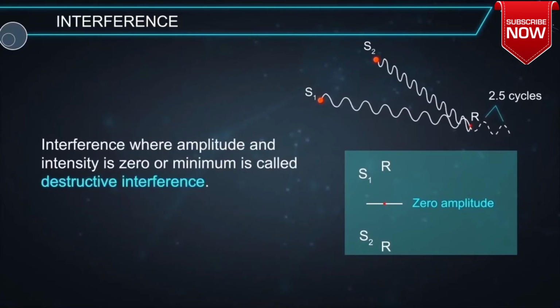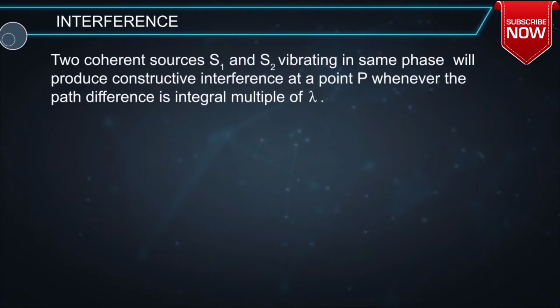Such type of interference, where amplitude and intensity is zero or minimum, is called destructive interference. Overall, we can say that two coherent sources S1 and S2 vibrating in the same phase will produce constructive interference at a point P whenever the path difference is an integral multiple of lambda, that is S1P minus S2P is equal to n lambda, where n is an integer.